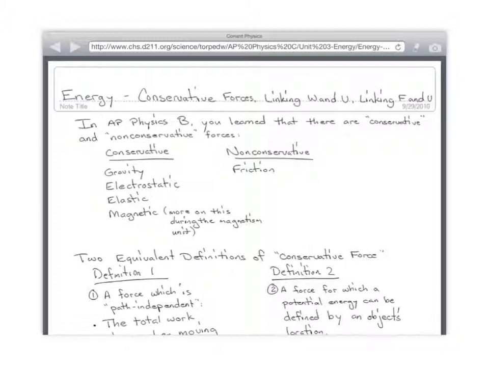So if each stick is going to be a 1 Newton force and they're 1 meter apart, if I walk this way, I'm going to start here and go around in a circle. Ready? 1, 2, 3, 4, 5, 6, 7, 8, 9, 10, 11.